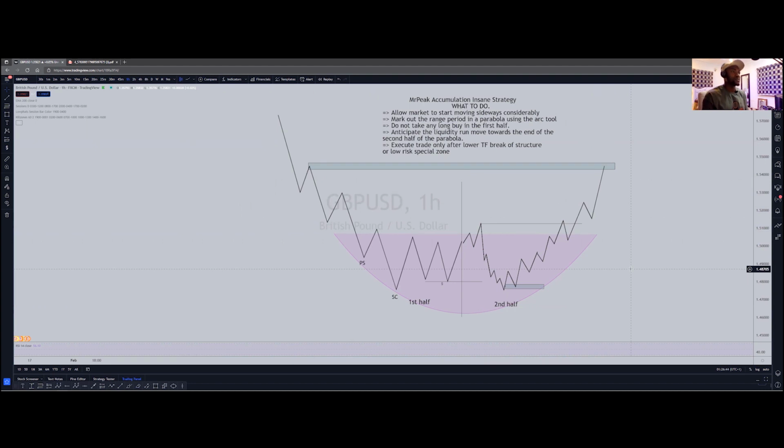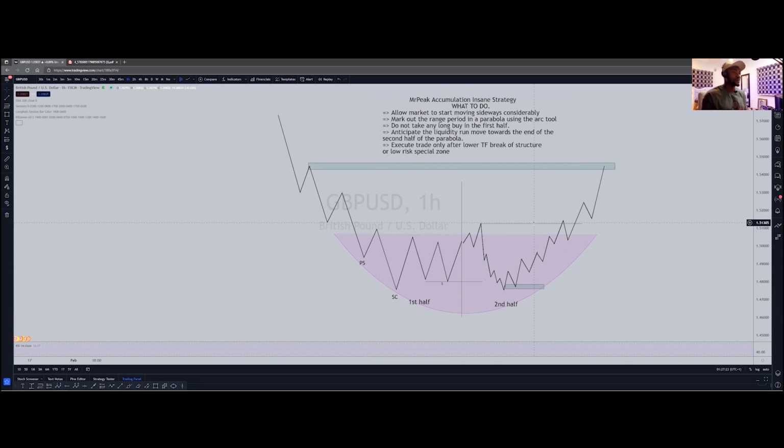So I said, allow market to start moving sideways considerably, mark out the range period in a parabola using the arc tool. Do not take any long buy in the first half. Anticipate the liquidity run move towards the end of the second half of the parabola. Execute trade only after lower time frame break of structure. Market can form an accumulation schematic and not give a break of structure and just break all these lows and start trending downward. You should always ensure that you wait for break of structure. I want to believe you understood all I have been saying.